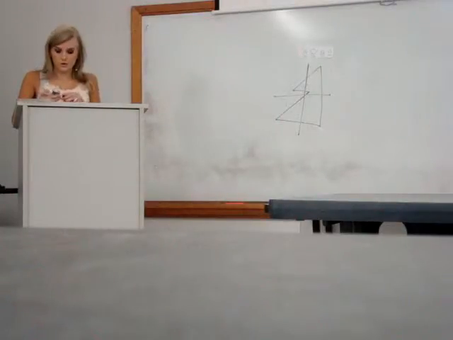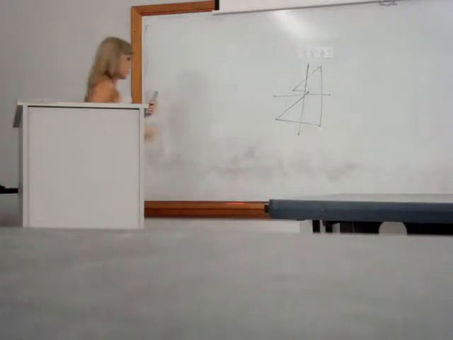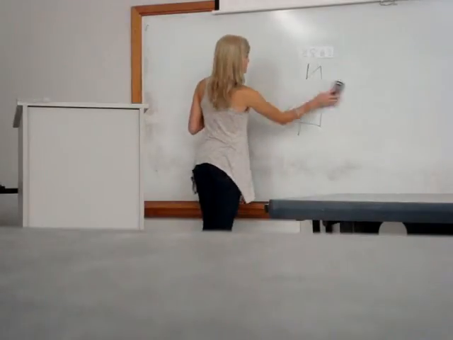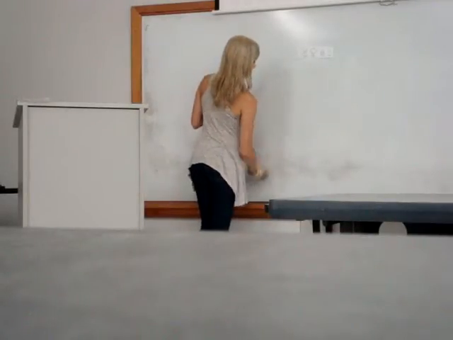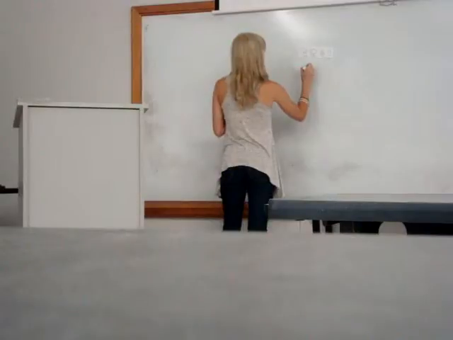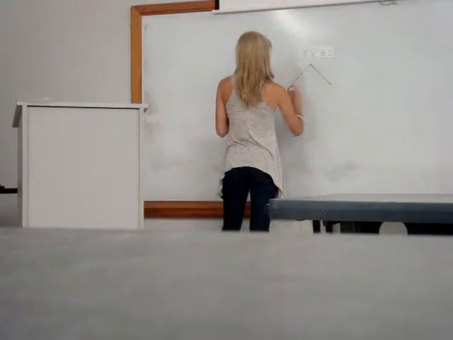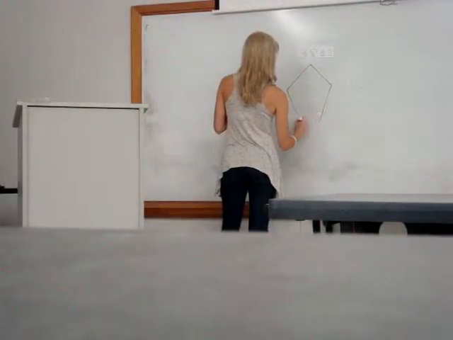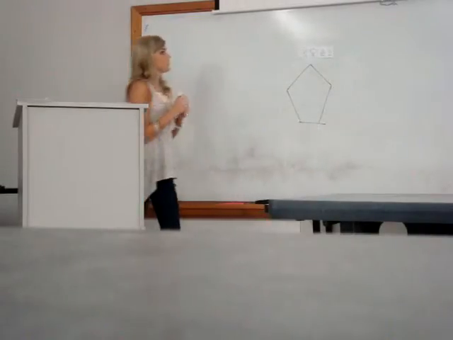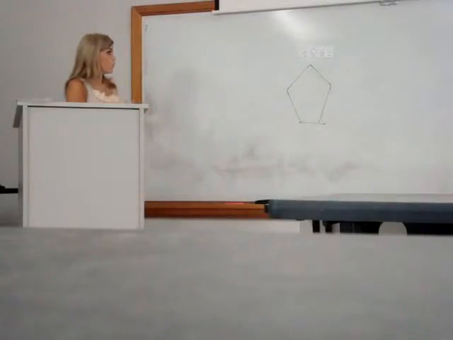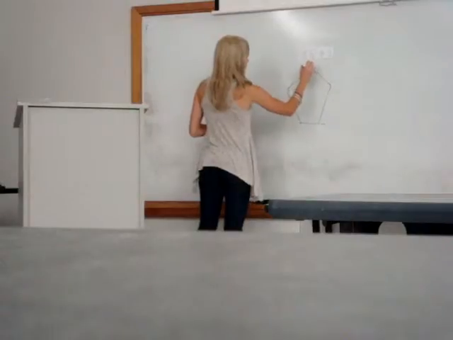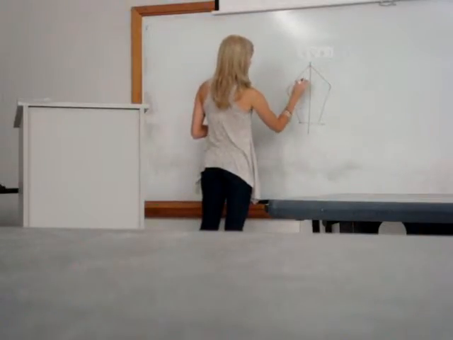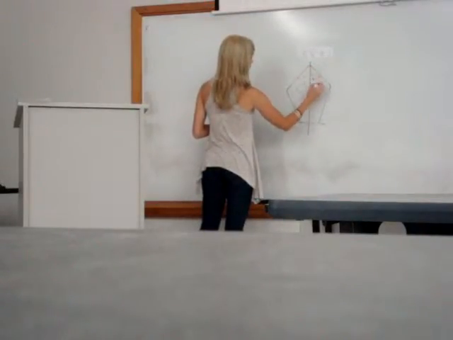Next, we can see that there is only one line of symmetry. Let's draw the second picture a little bigger. We can see that if we draw one line down the middle, it's going to have one line of symmetry. This side, right here, is exactly the same as this side.